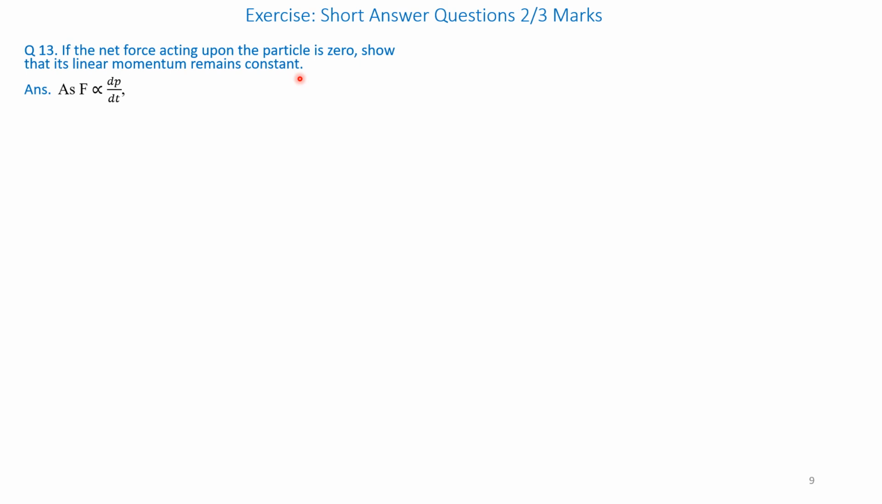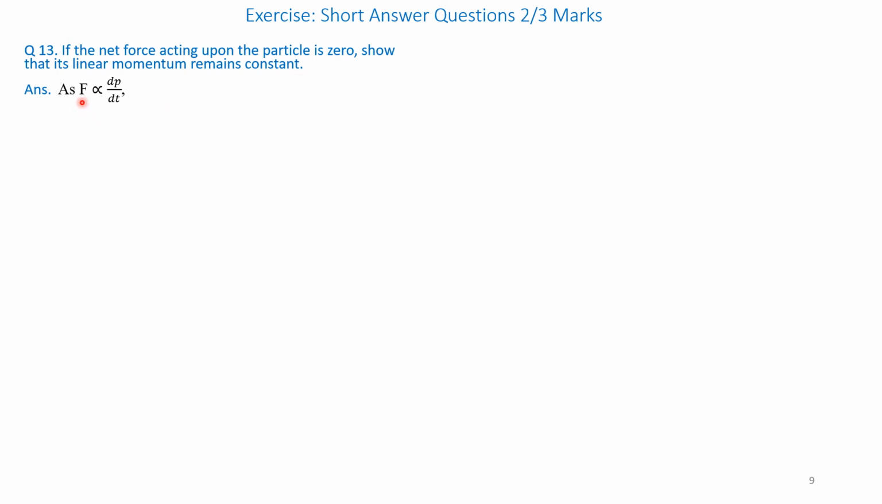We'll continue our discussions with some of the numerical problems. Initially, we will answer short answer questions of 2 or 3 marks. Question 13. If the net force acting upon a particle is 0, show that its linear momentum remains constant. Answer.